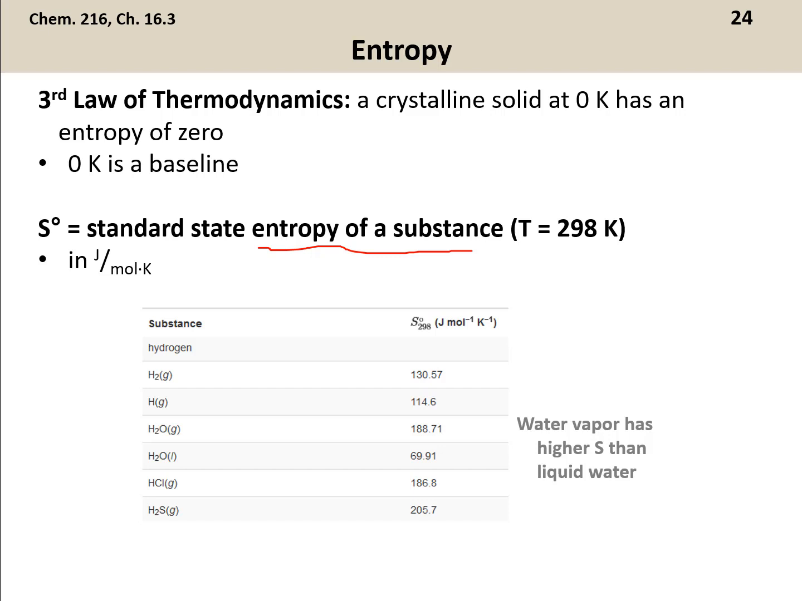You can see these standard entropies in the back of the book, Appendix G, the same place we got our heats of formation. We can see all of them based on that first element. Notice here that water vapor, H2O gas, has a higher entropy than H2O liquid. That makes sense because liquid water isn't as disorganized as gaseous water.